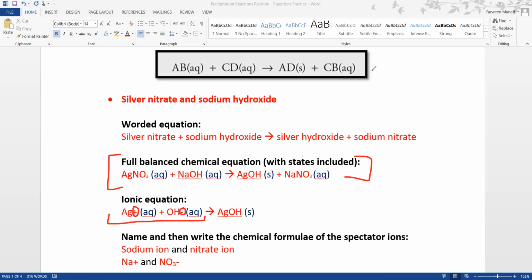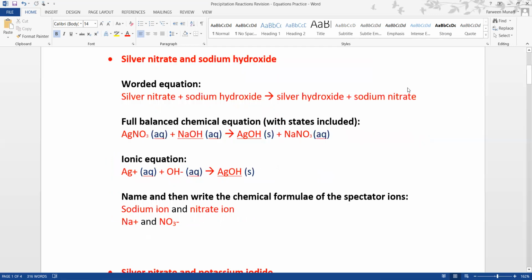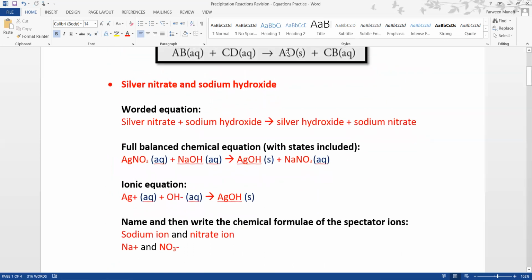All right, guys, the last thing, and this is the last part of the sample question here. The last part of each sample question on this worksheet is to name and write the chemical formula of the spectator ions. Does anyone remember what the spectator ions are? Or why did we call them spectator ions? Does anyone remember? There's a specific reason.